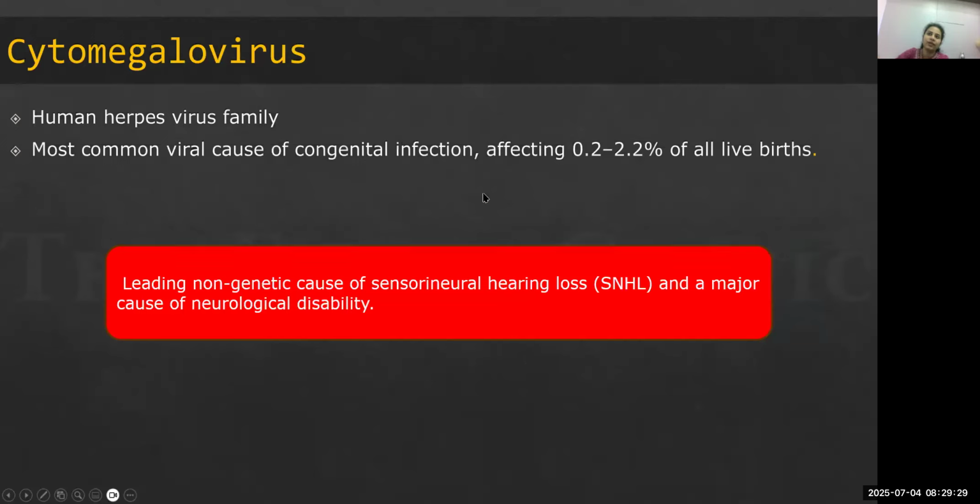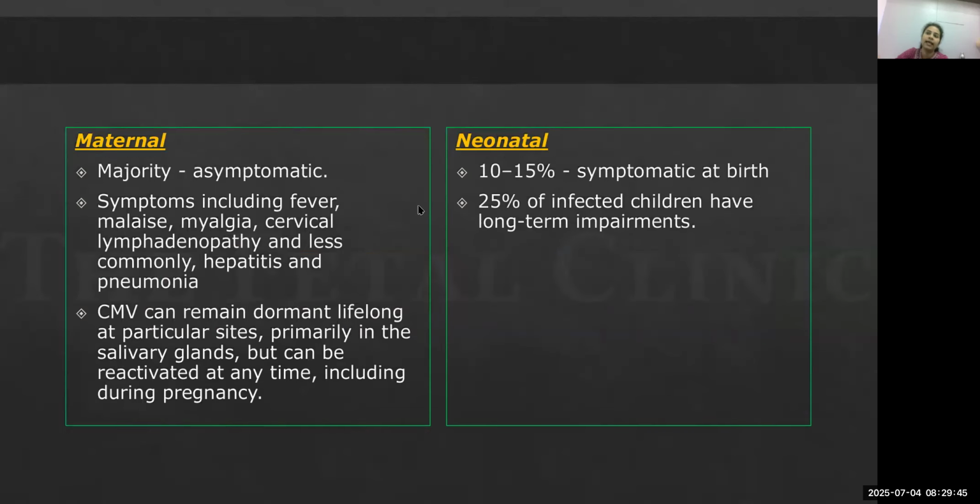Cytomegalovirus is a human herpes virus, and it's the most common viral cause of congenital infection, amounting to 0.2 to 2.2% of all live births. It's a leading non-genetic cause of sensorineural hearing loss and a major cause of neurological disability.